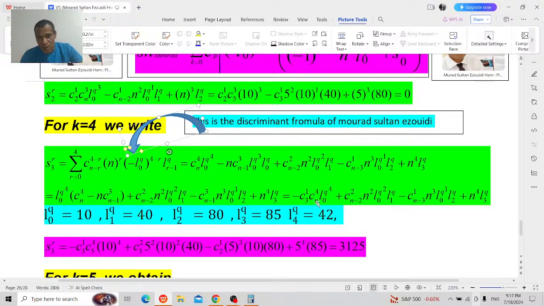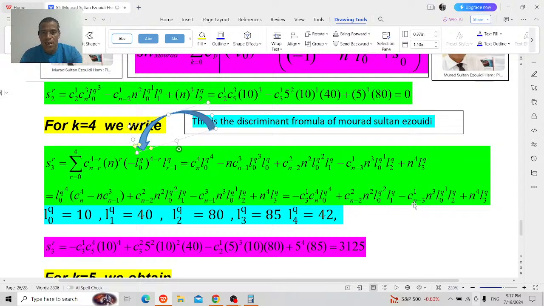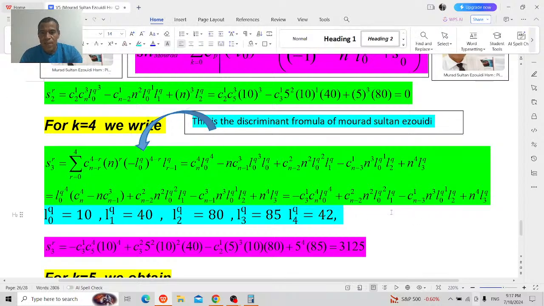It will be negative, learners, negative combination n choose 4, L0 for q raised to the power 4, plus combination n minus 2 choose 2, n squared, L0 squared times L1, minus combination n minus 3 choose 1, n raised to the power 3 times L0 for the q times L2, plus n raised to the power 4 times L3 for the q. Look, n here is for the polynomial. If you are going to work with a polynomial to the power 10, just put n equal 10, and here 10 minus 3 is 7 and so on. But here in our example, n is 5 because the highest power is 5.